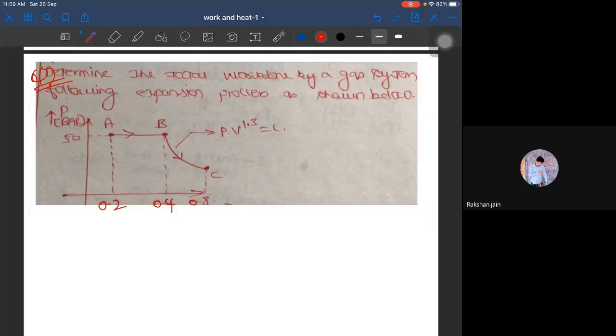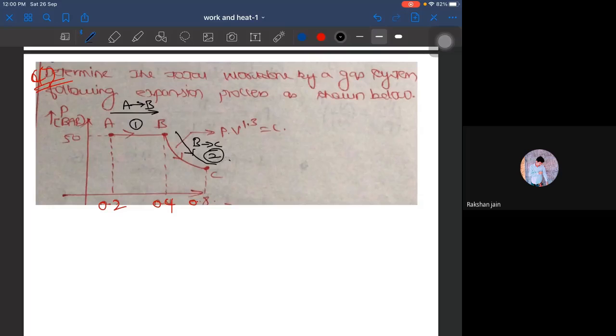So if you look closely, how many processes are there in this particular PV diagram? Two processes, is it? So one process is this particular thing, which is from A to B. Yes, A to B is one process. And there is a second process where B is not your end state. So again, from B, it goes to C. That is your process number 2.